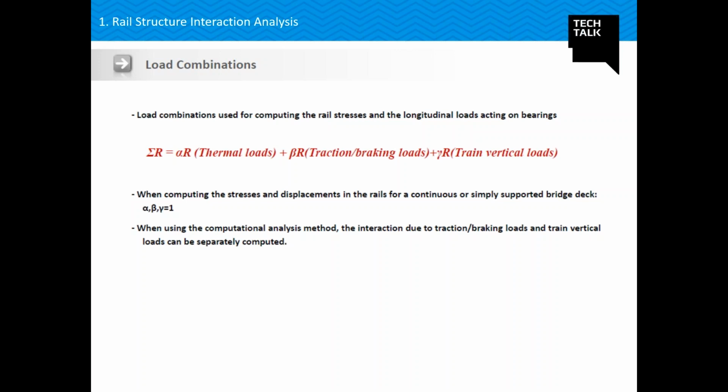So there are two types of analysis. Here there are two ways to do rail structure interaction analysis. One is the simple approach, where I separately do my thermal load analysis, I separately do traction braking load analysis, and I separately do vertical load analysis, and I superimpose the results whichever I am getting. So my results will be on the conservative side, as I will explain in more detail in a further slide. We will discuss more why it is on the conservative side.